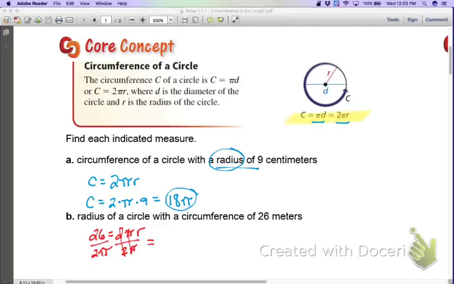What is 26 divided by 2? 13. So I'm just going to write it as 13 over pi equals r. Now, unless it tells you what to round it to a certain decimal place, then you will actually type in 13 divided by pi. Okay, but for right now, just leave it in terms of pi.